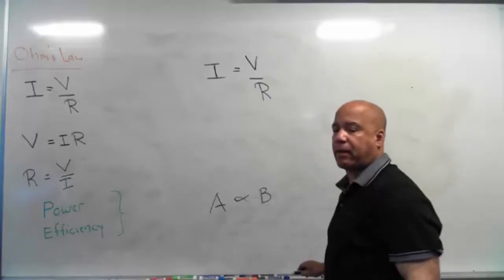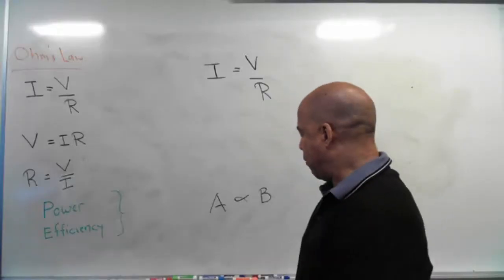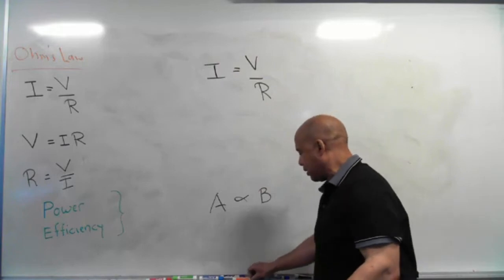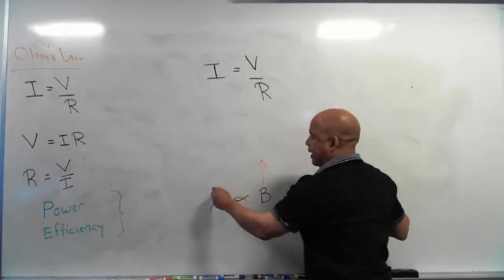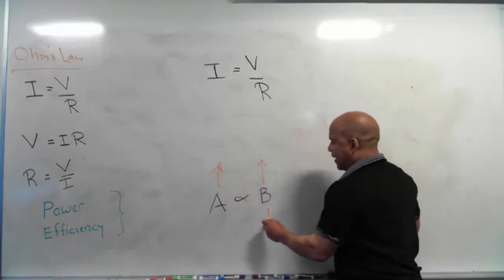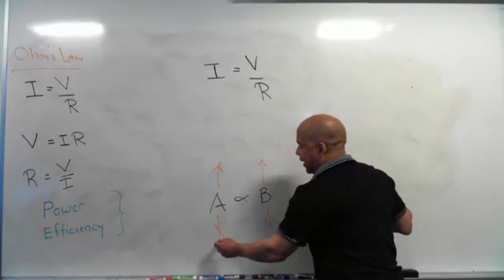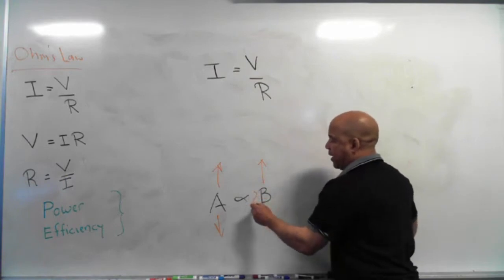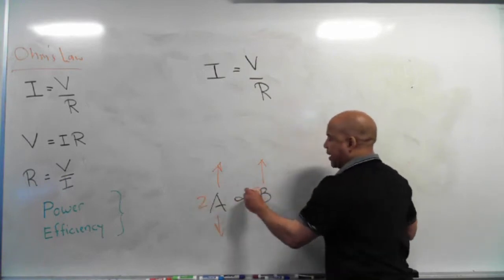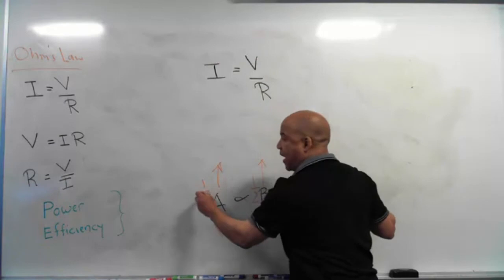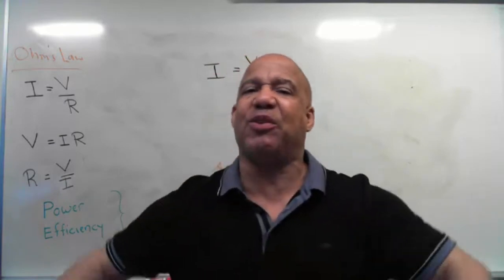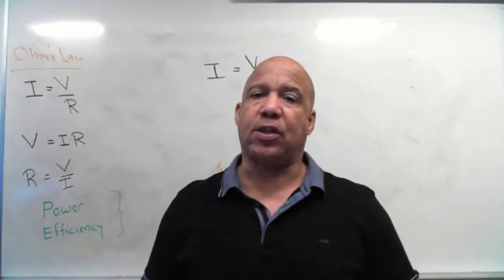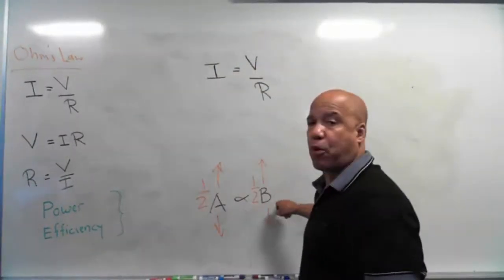It's dependent on B. Okay, in what way? Well, here's how it's dependent. If I increase B, then A is going to increase. If I decrease B, then A is going to decrease. If I double B, then A is going to double. If I cut B in half, then A is going to be cut in half. Whatever I do to B, A is going to follow in the same way. And so I can say that A is directly proportional to B.